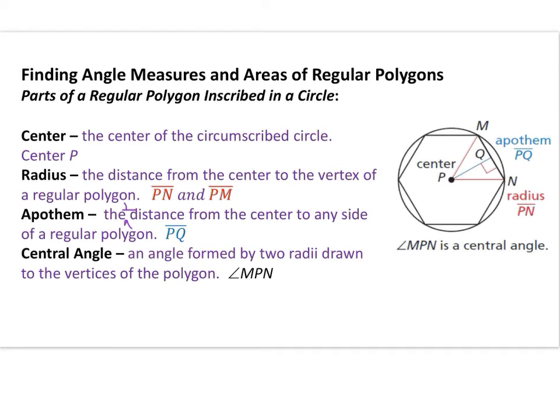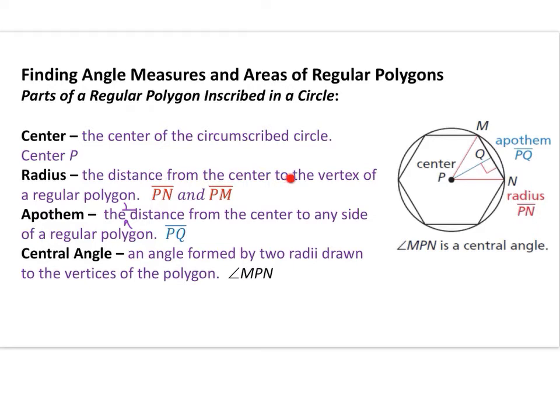All right, let's talk about finding angle measures and areas of regular polygons. Just to review, regular means equilateral and equiangular polygon. And a polygon can be any number of sides. So here are the parts of a regular polygon inscribed in a circle. We've got our center, and in this picture it's called center P. It's the center of the circumscribed circle, also the center of the polygon.